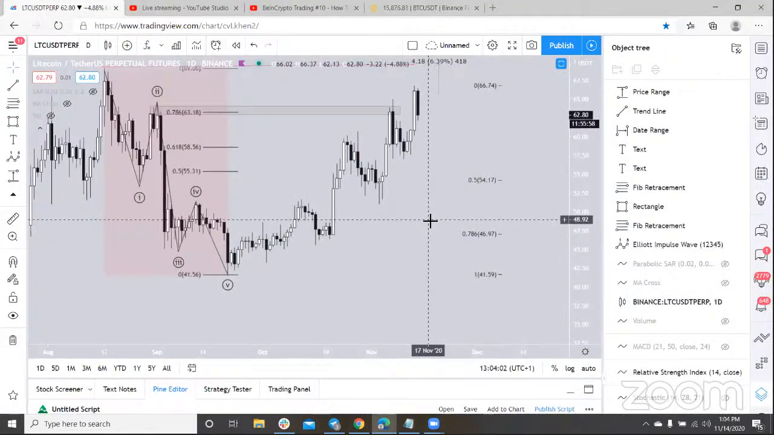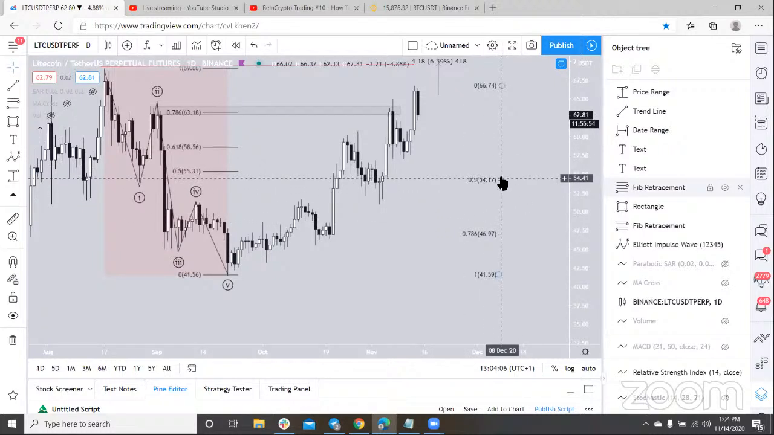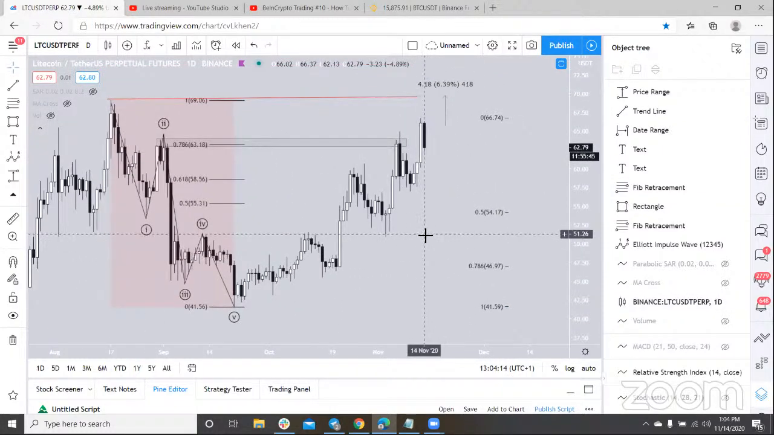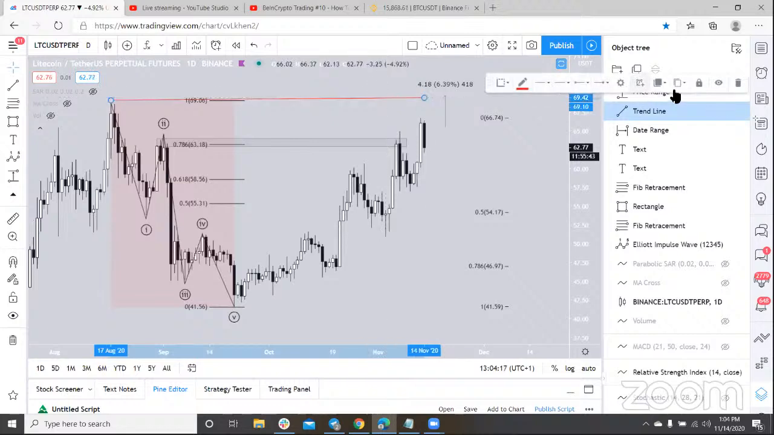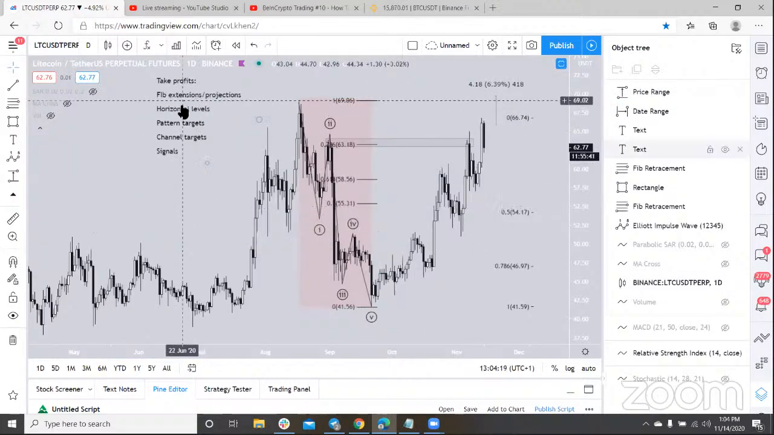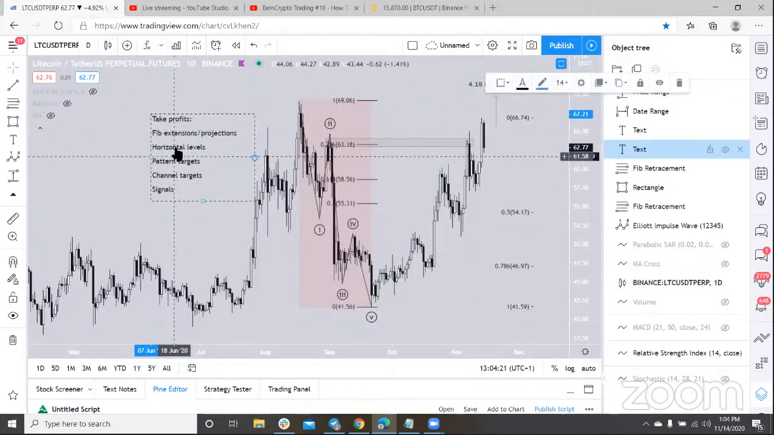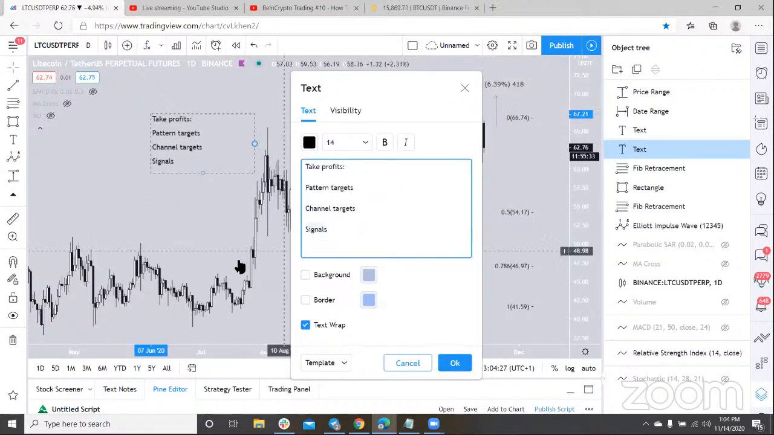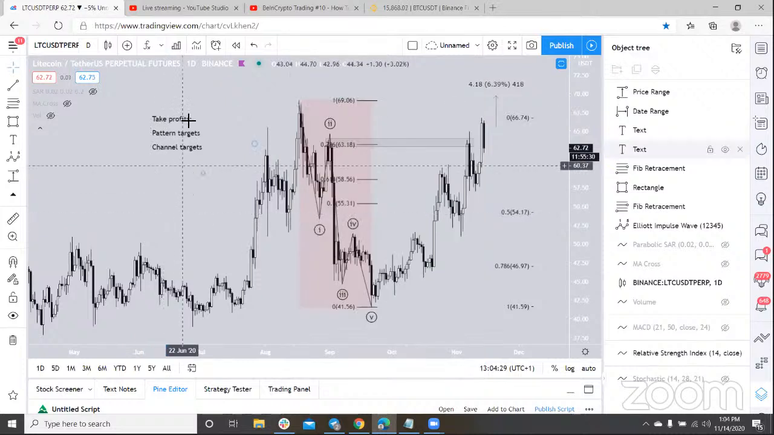Now again, you can combine stuff. Say that your first target gets hit, you don't want to lose more money. You take out some profit at the first target, then you use the trailing stop for the rest. You can combine these, it depends on the order size. So, fib extensions, horizontal levels, you kind of target them, and signals. Now, let's do pattern targets and channel targets.